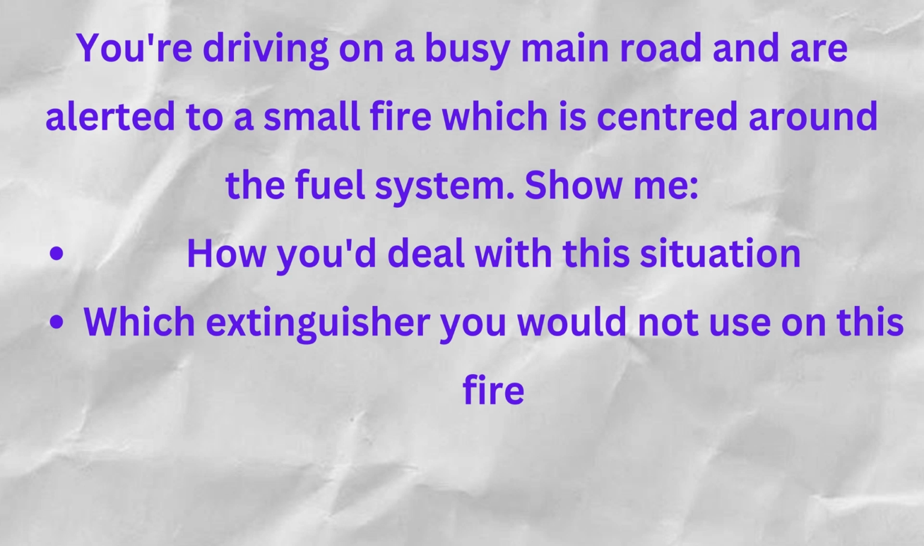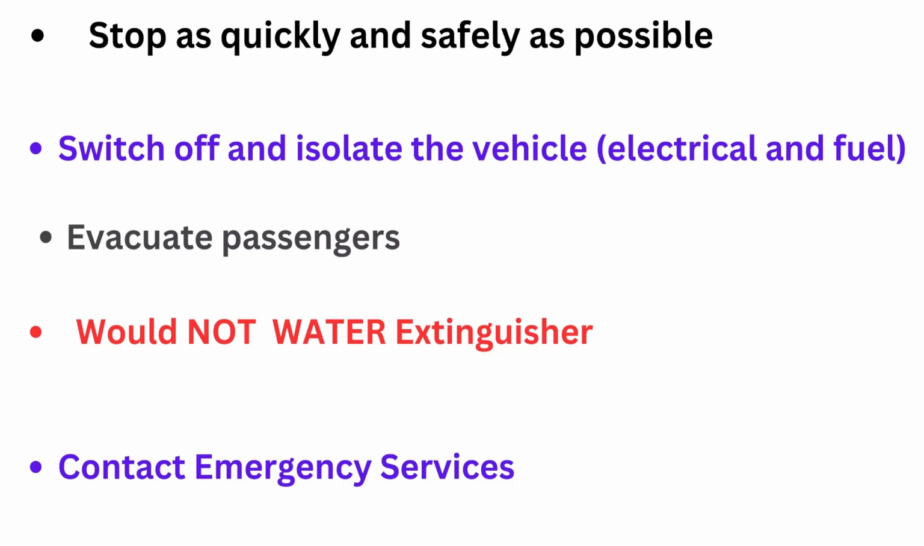You're driving on a busy main road and are alerted to a small fire which is centered around the fuel system. Show me how you deal with this situation. Which extinguisher would you not use on this fire? 1. Stop as quickly and safely as possible. 2. Switch off and isolate the vehicle, electrical and fuel. 3. Evacuate passengers. 4. Would not use water extinguisher. 5. Contact the emergency services.